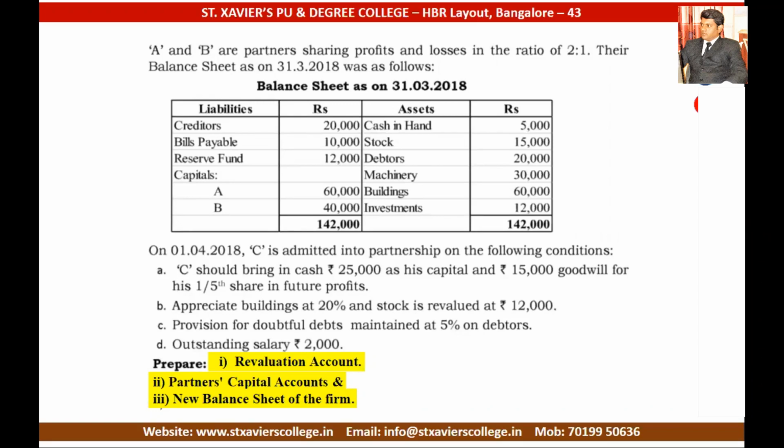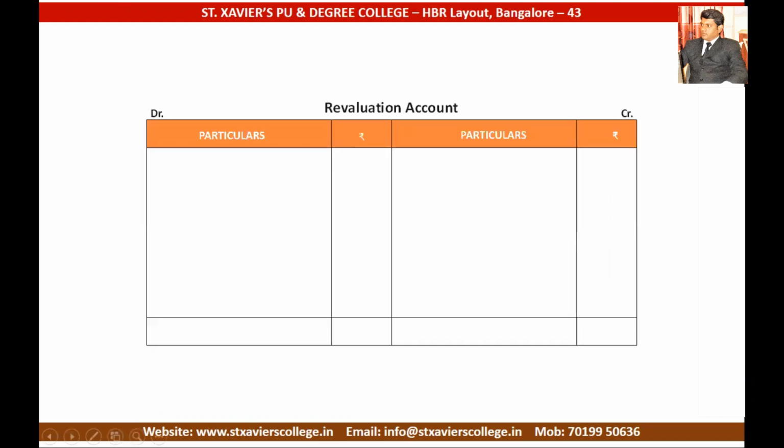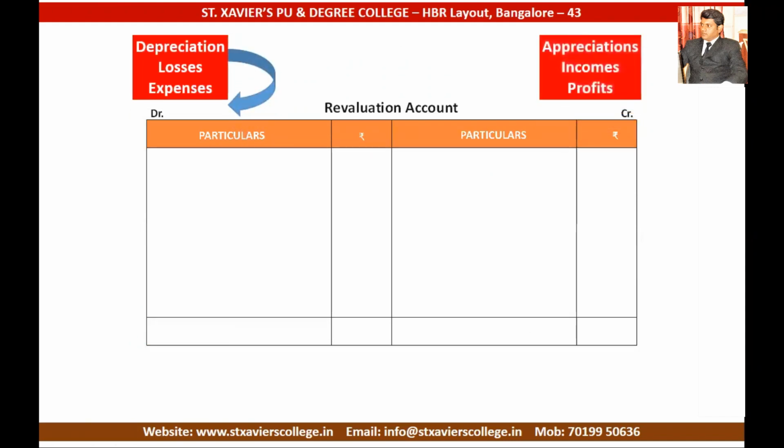Before we take up the question, we need to know what ledger accounts are to be opened in admission of a partner. Let us check. The very first is the revaluation account, where all the depreciation, losses and expenses will be taken at the debit side, and all the incomes, appreciations and profits will be taken at the credit side.